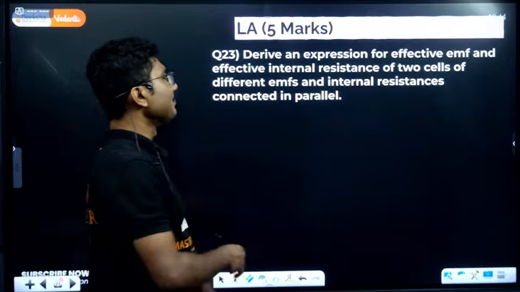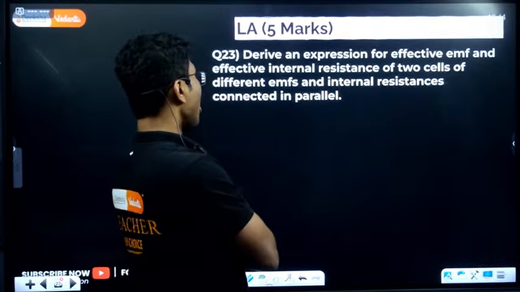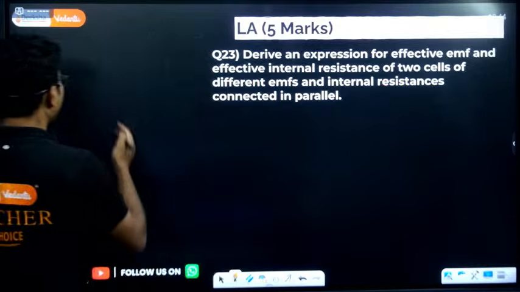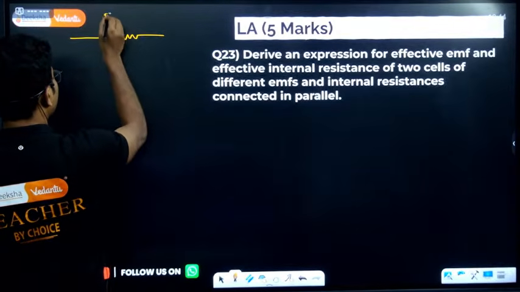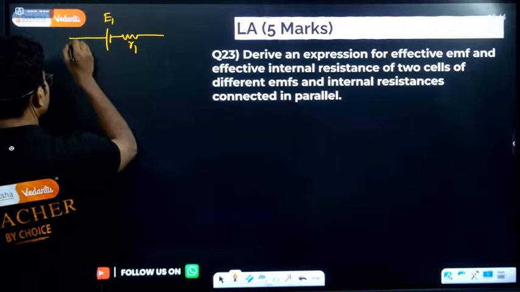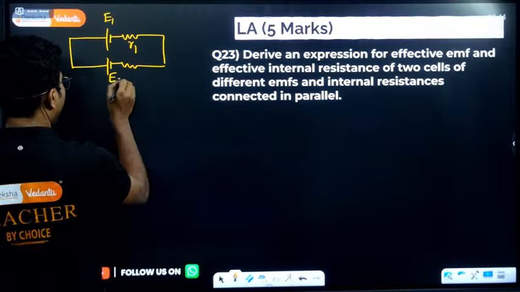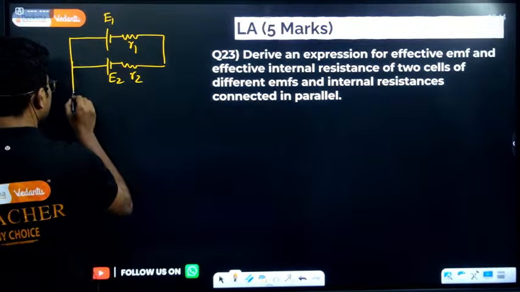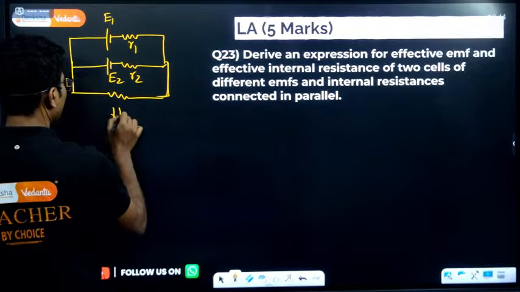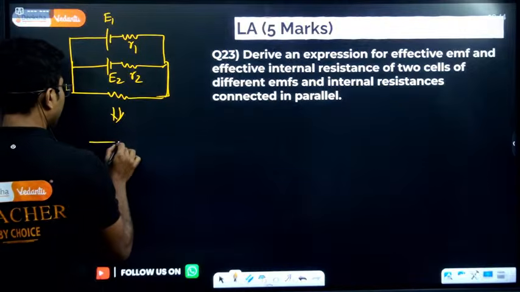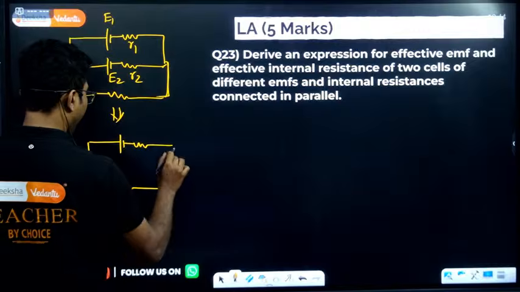Next one is slightly tricky. Derive the expression for effective EMF and effective internal resistance of two cells of different EMF and internal resistances connected in parallel. So the parallel combination can be tricky. So here this is E1 R1, this is E2 and R2, and this combination is connected across an external resistance. Obviously, if we replace these two combination with only one, we will get this.